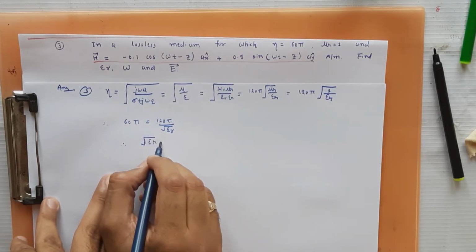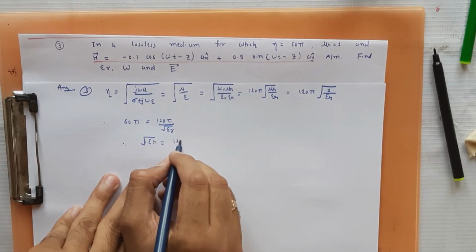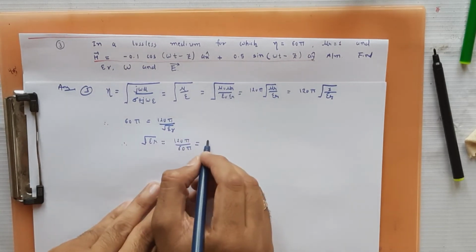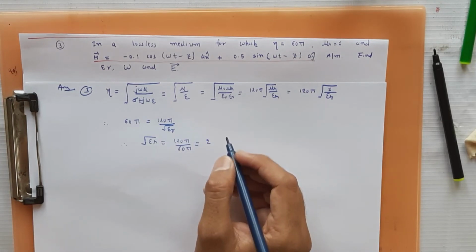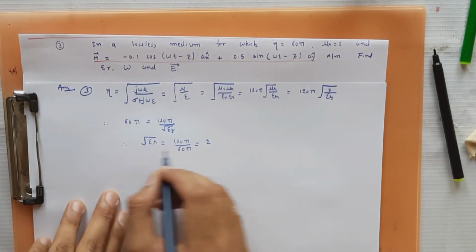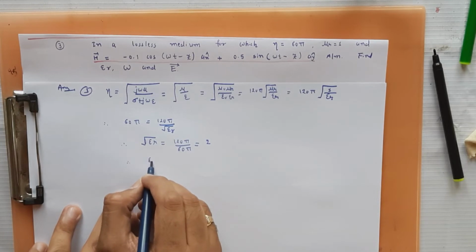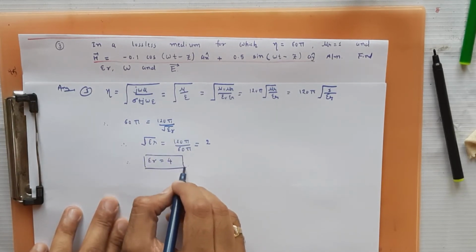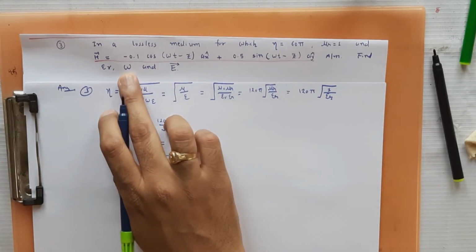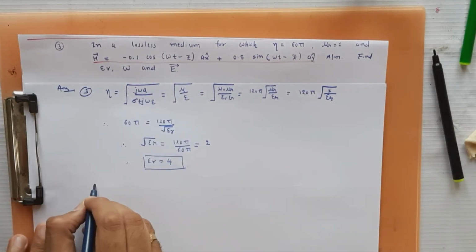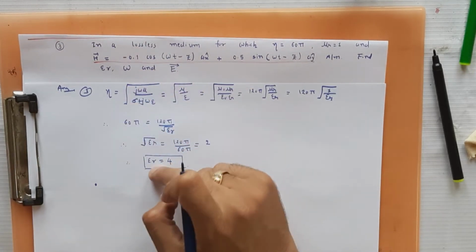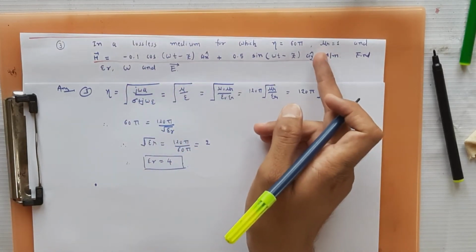So the square root of epsilon r is 120 pi divided by 60 pi, which is 2. So what is epsilon r? It is 4. Epsilon r is 4. Next, find out omega. How can you find omega? Because epsilon r is given and mu r is given.